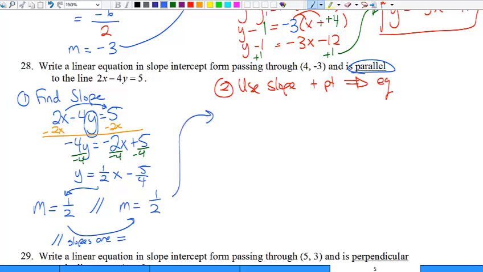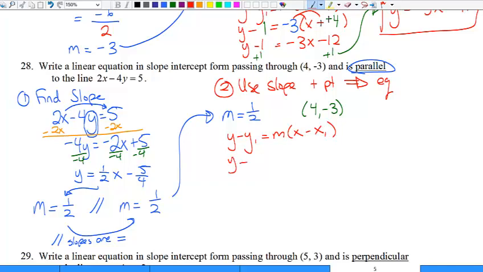So once I have the slope, I'm going to take it to step 2, so that's 1/2. And I have a point, and that's going to be 4, negative 3. Now that I have a slope and a point, I'm going to use point-slope form. I love that they named it that way because it's very clear about what you need in order to use the form: a point and a slope.